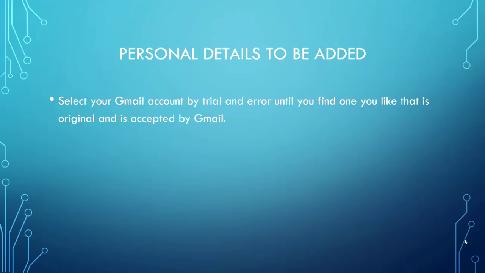So now you must enter your personal details into the boxes provided by Gmail, and if you select a name account that is already part of Gmail, then that will be refused, and you should then add others until you find one that A, you like, and B, is acceptable by Gmail.